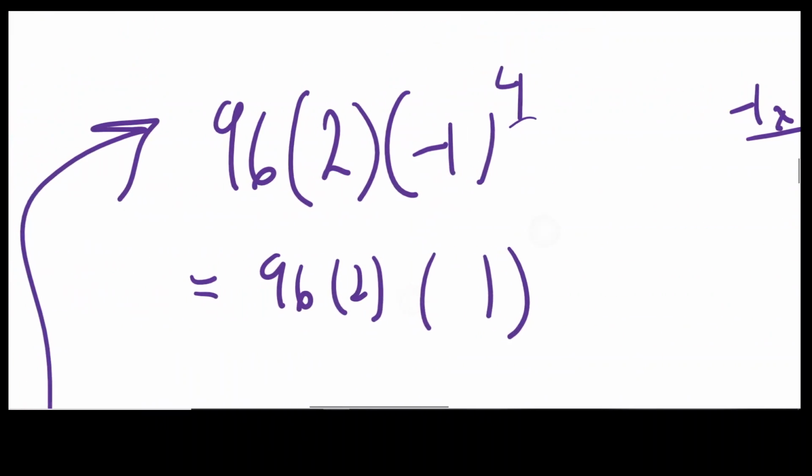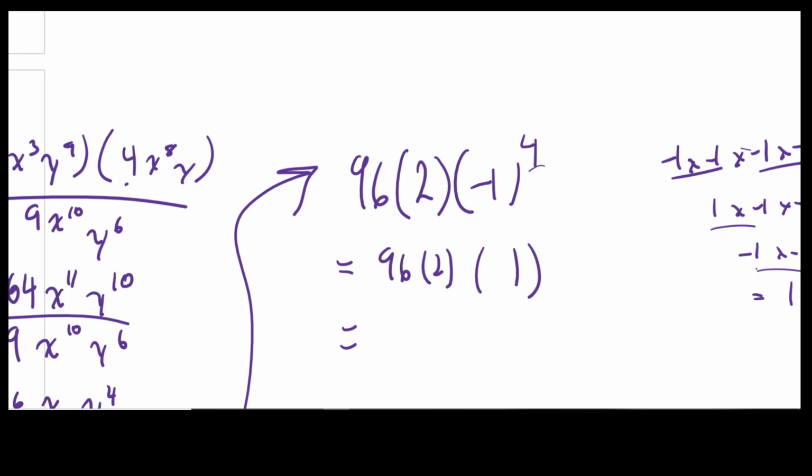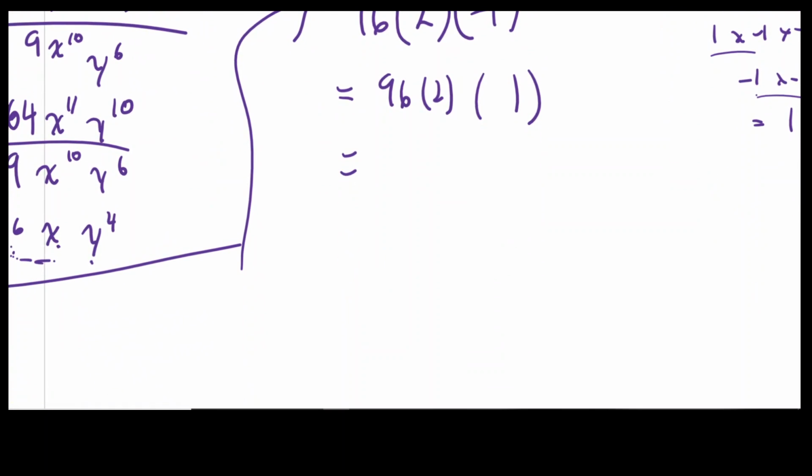Whew, that was a lot of talking. Are you still watching? I hope so. And then we're just going to multiply 96 times 2 times 1, so that's going to be 192 as our final answer.